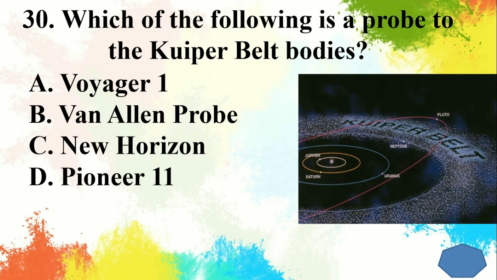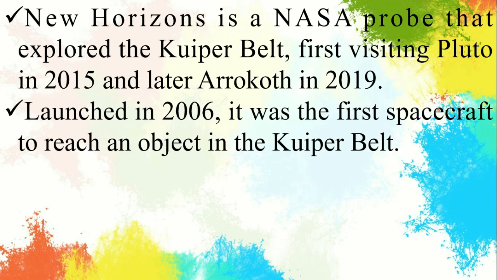Question 30. Which of the following is a probe to the Kuiper Belt bodies? Answer: New Horizons. New Horizons is a NASA probe that explored the Kuiper Belt, first visiting Pluto in 2015 and later Arrokoth in 2019. Launched in 2006, it was the first spacecraft to reach an object in the Kuiper Belt.